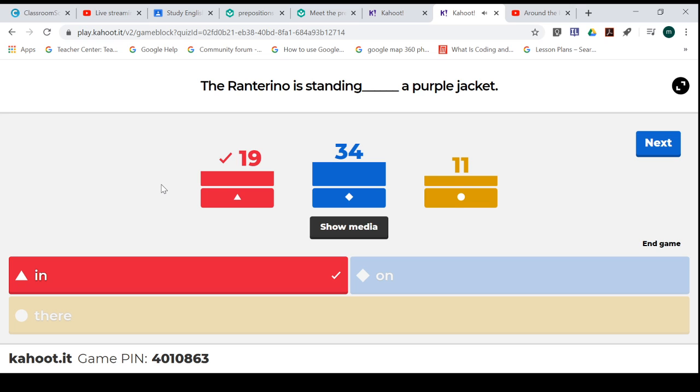However, oh dear, we have a problem. 19 of you said yes, in. He's standing in a purple jacket. But 34 of you said on. Ooh. Well, if the jacket was under his feet, he would be standing on a purple jacket. But in the picture, you could see he was in the jacket. He was not standing on it. And for you guys who pressed the yellow one, I'm afraid not. The answer was in.